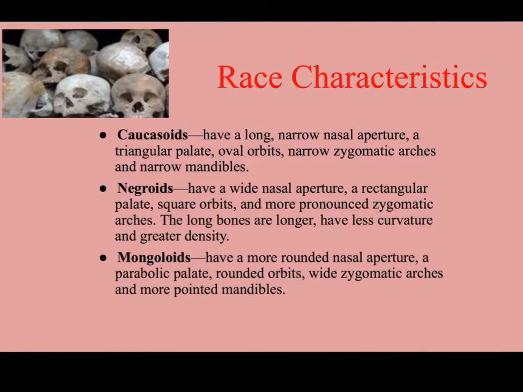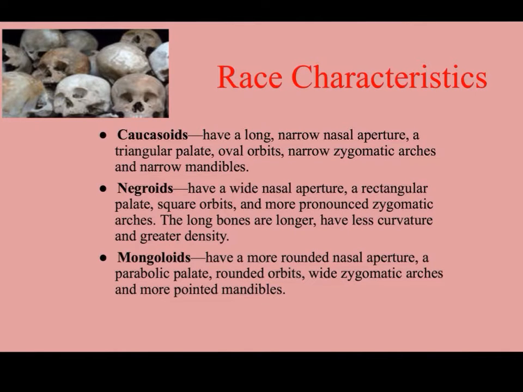Racial characteristics can also be used to help to identify an individual and get the remains back to a loved one. Now, we would have to say that ancestry could be determined if an individual is transracial, and they may have characteristics of more than one race, but it does help lead to more details of helping to identify the individual. So with a Caucasian, they will have a long, narrow nasal area.